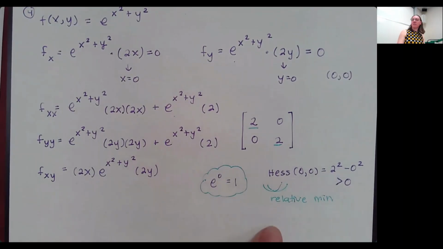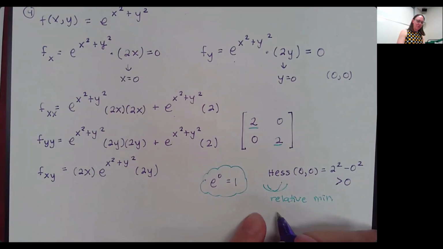And this one is easy enough to plug in the numbers. So I've got a relative min at 0, 0, 1.